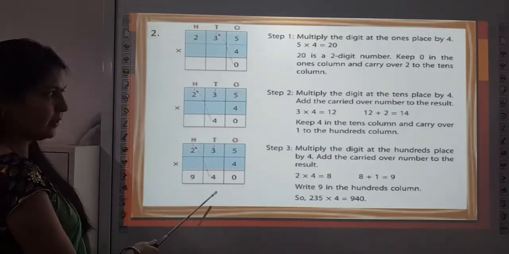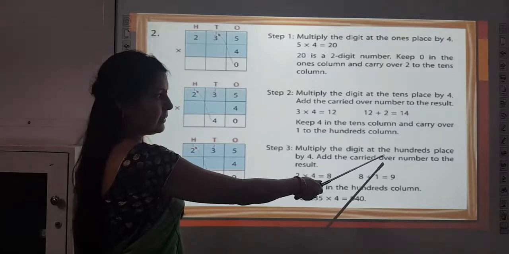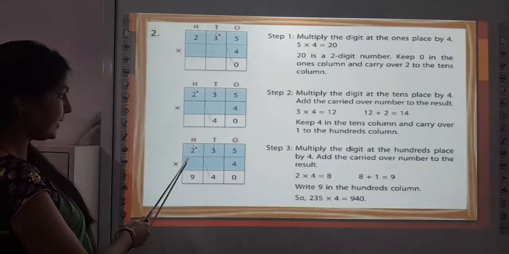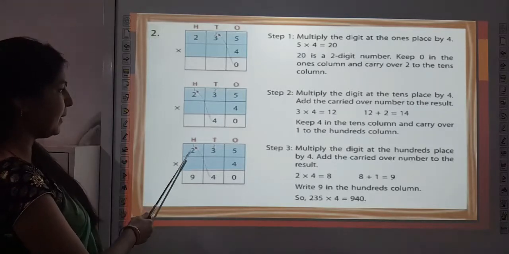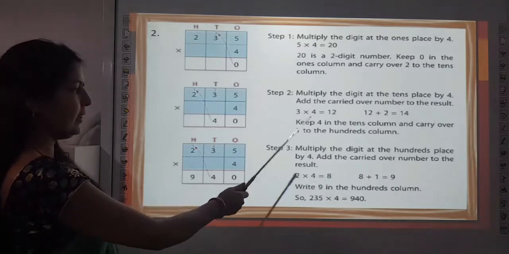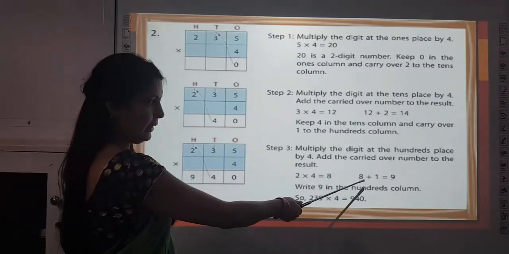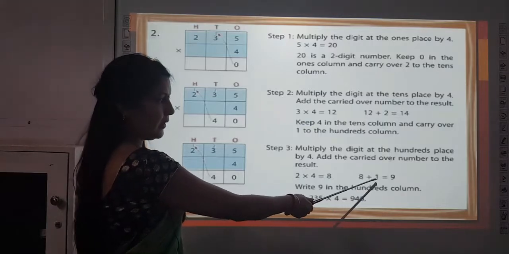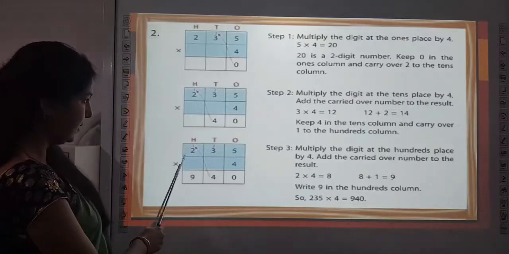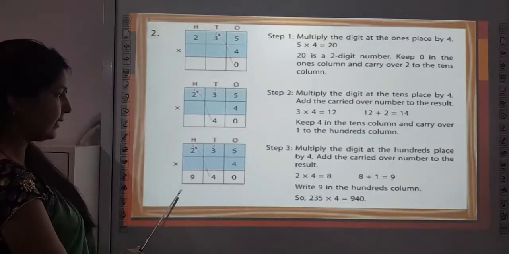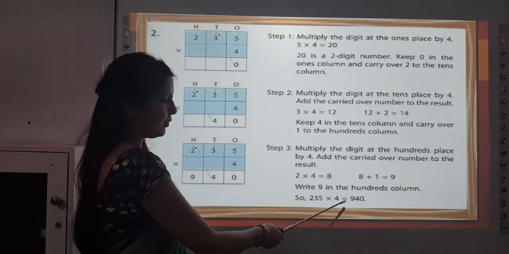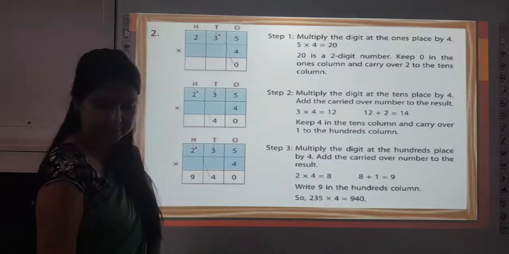Now, step 3, multiply the digit at the hundreds place by 4. Here 2 is at hundreds place. So, we are going to multiply 2 by 4. It will be 8. Now, we will add the carried over number in 8. So, 8 plus 1 is equal to 9. Here we will write 9 at hundreds place. So, 235 multiplied by 4 is equal to 940.